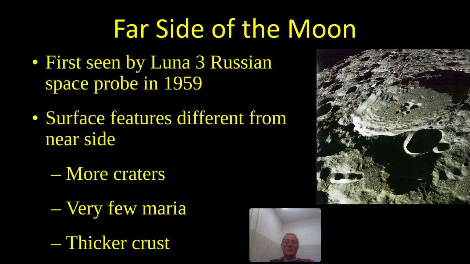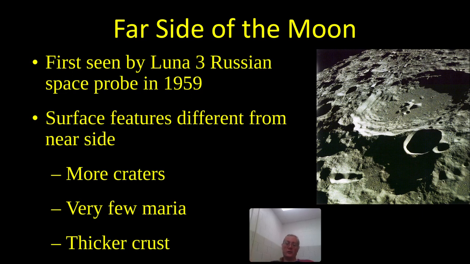The far side of the moon was first seen by the Luna Russian space probe in 1959. So notice it was not an American probe that saw it first. So why does it look different? We saw that it did look different as we saw it doing its rotation.